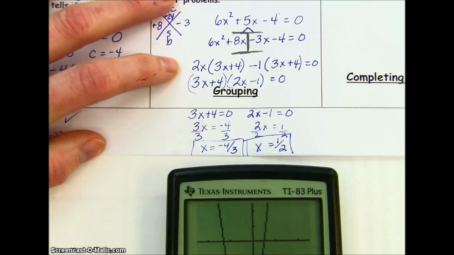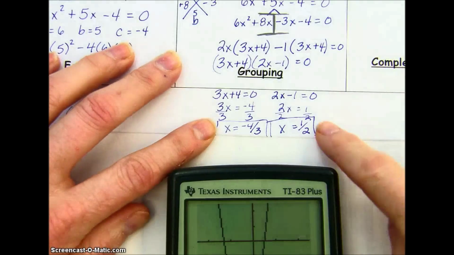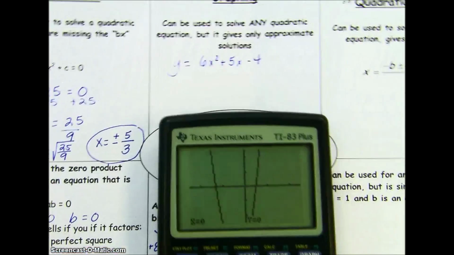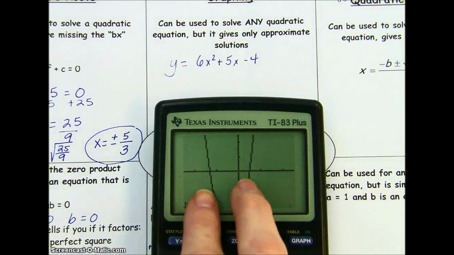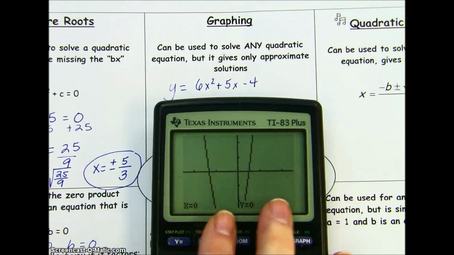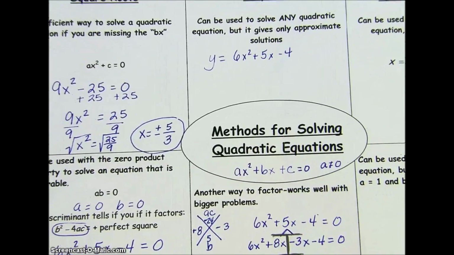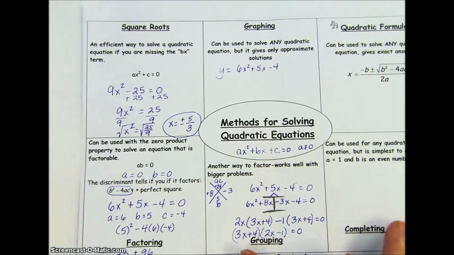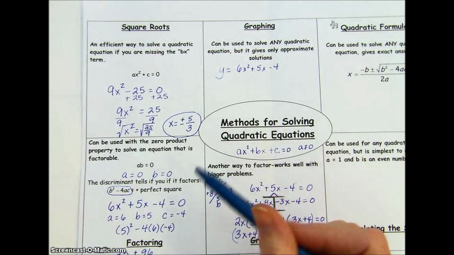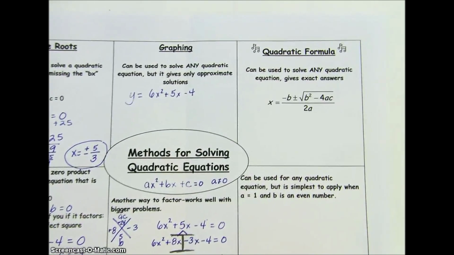So grouping is a great way to help you factor. Factoring will give you your solutions, and when you check that out on your graph, you can actually make sure that your roots or your zeros match up with graphing. So those methods are easier if they work for you. They sometimes require less work. So now let's move on to the quadratic formula and completing the square.